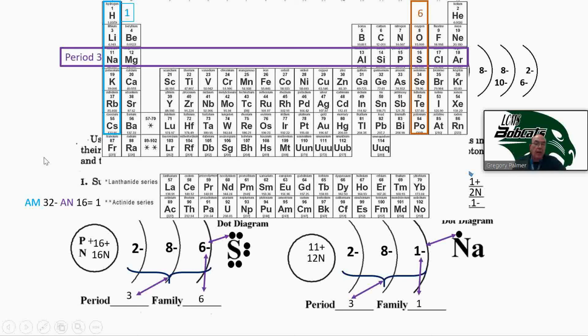All right, you're going to try and make the Bohr models for the next 2 elements on this page, and then we're going to pick up there and review them the next time we meet.